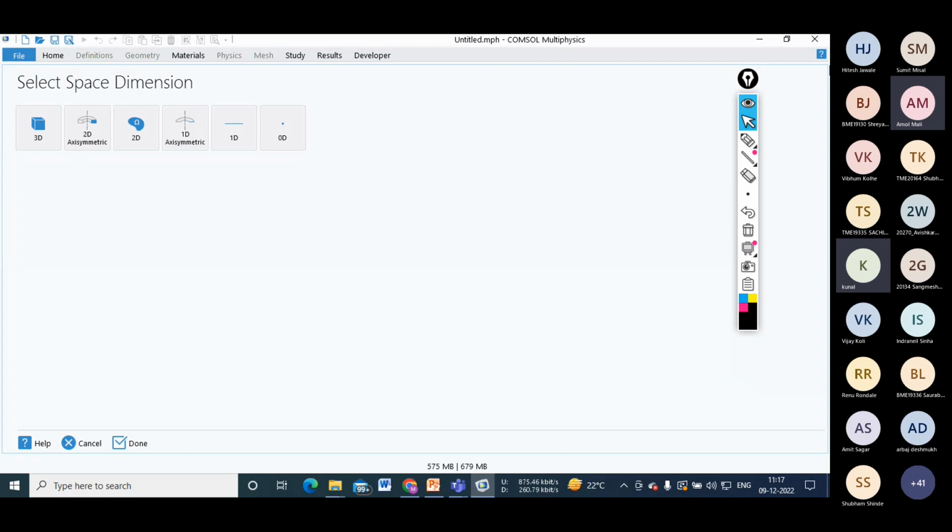Actually BE people may know the types of elements which are used in finite element analysis. Can anyone tell me the types of elements used in finite element analysis? BE people? 3D element, 2D element, 2D axis symmetric, 1D axis symmetric, 1D, 0D. These are the finite element analysis elements. So why do we need to use these 6 elements?